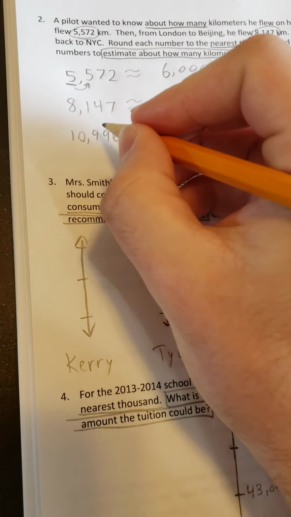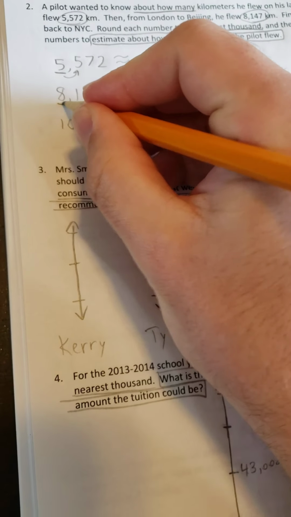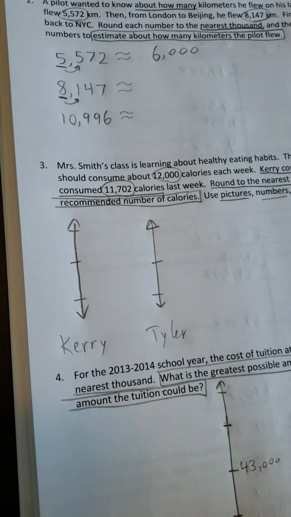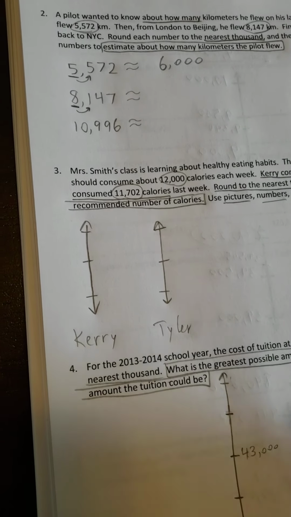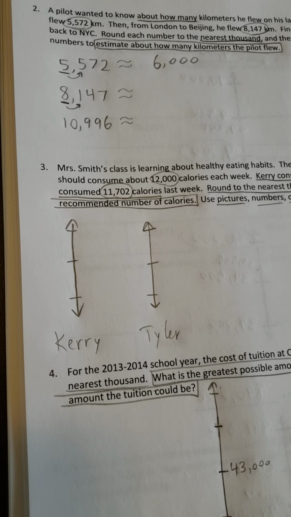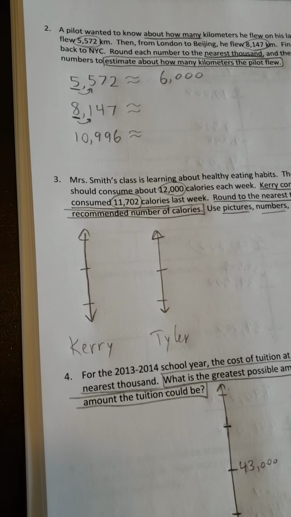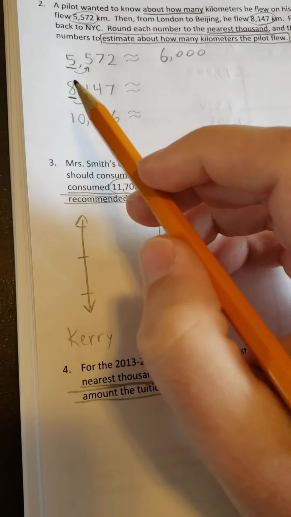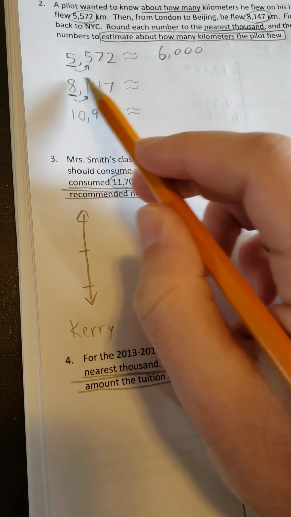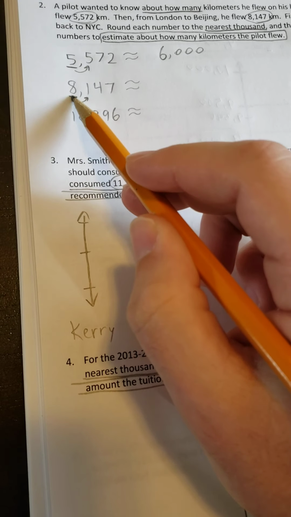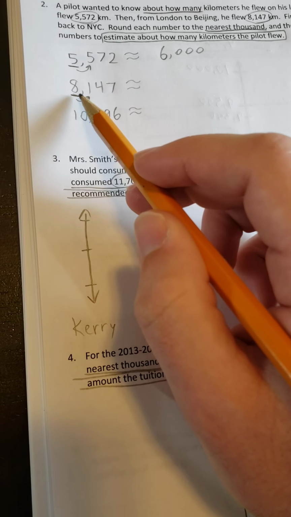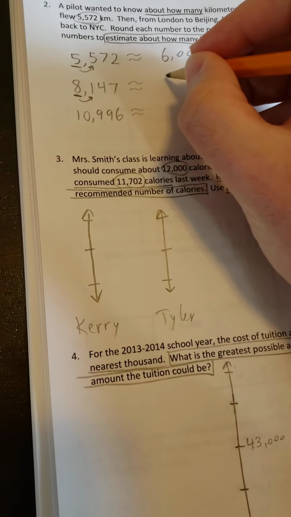Next one, 8,147. 8 is in the thousand spot. We look at the next number to the right. That's a 1. Now, 1 is one of those numbers that rounds down. But when we round down, remember on the last one, we kept the first number for the bottom and then put all zeros after. We don't round down to 7,000. The nearest thousand below 8,147 is 8,000. So we would round down to 8,000.